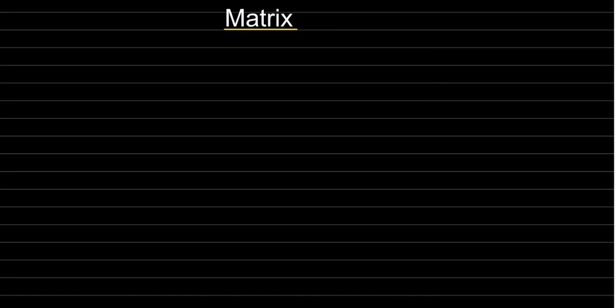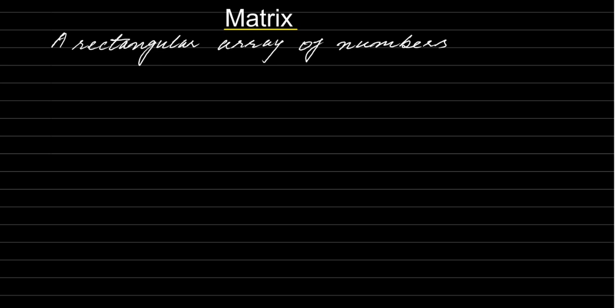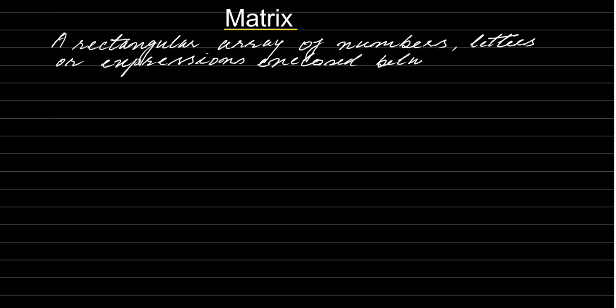What is a matrix? A rectangular array of numbers, letters, or expressions enclosed between two square brackets is called a matrix.